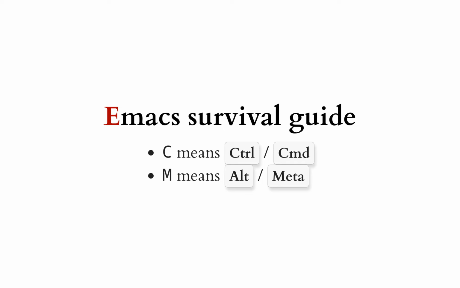So the Emacs survival guide has a couple of things that I would like to show you. The first is the annotation. When you read Emacs documentation and discussion forums, you see capital C and capital M being thrown about, and C means Control and M means Alt or the Meta key. If neither of those two works, try the Escape key.